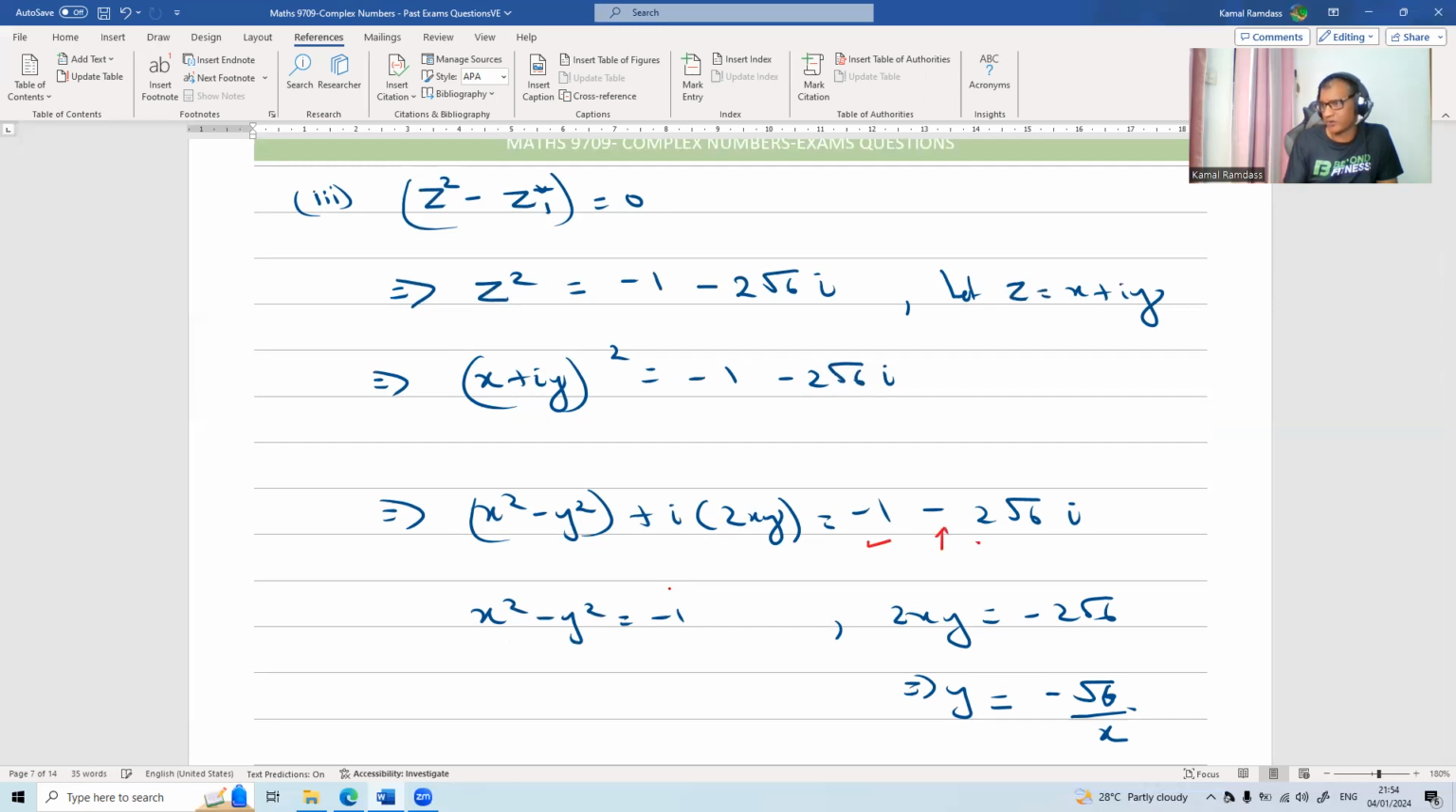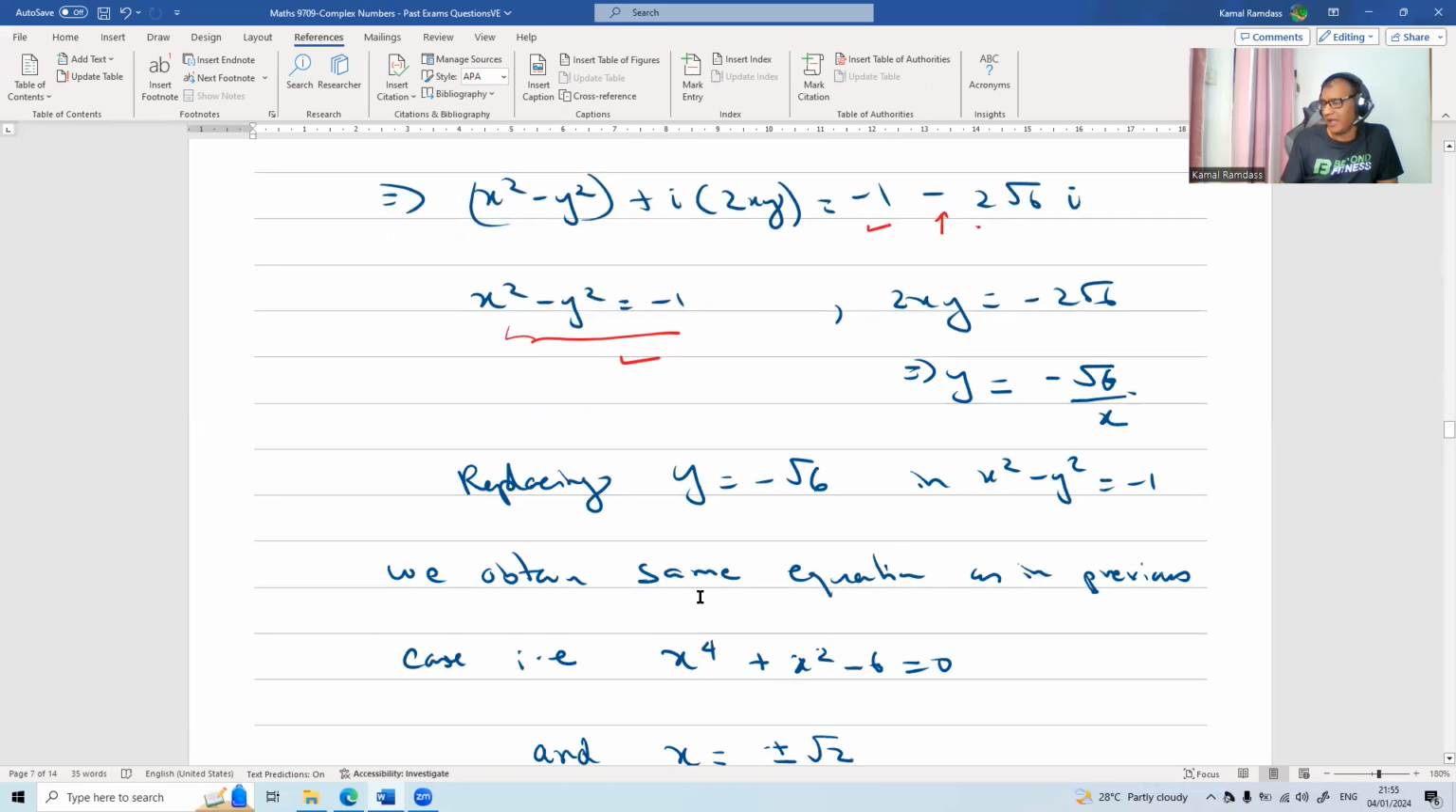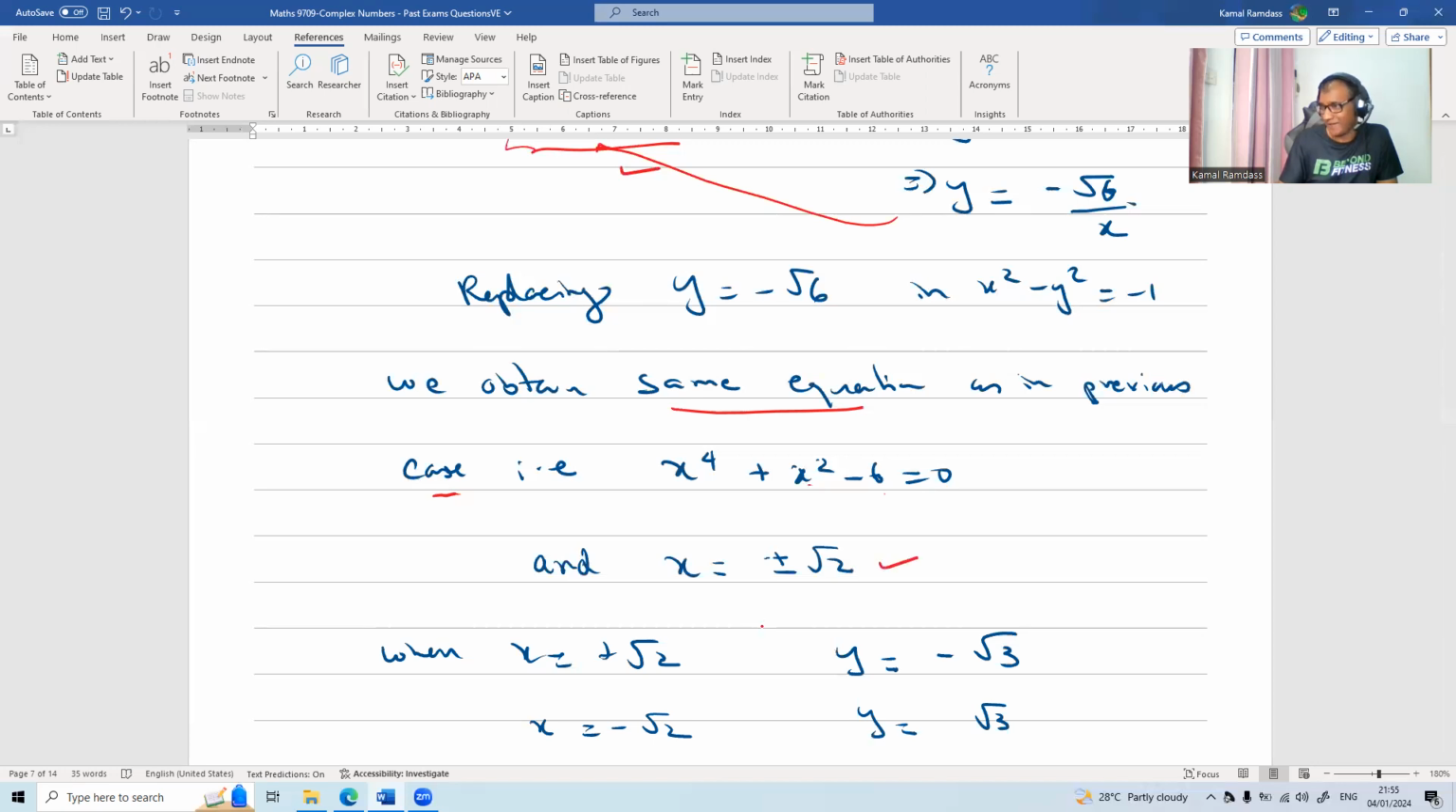Ça veut dire x square minus y square is equal to minus 1 reste pareil. 2xy is equal to minus 2 root de 6, y is equal to minus root de 6 over x. Et là, si on remplace ça here, the negative sign will vanish parce que y square, negative square being positive. Okay? We obtain the same equation as in the previous case, that is x to the power 4 plus x squared minus 6. Mon x is equal to plus or minus root 2 pareil.